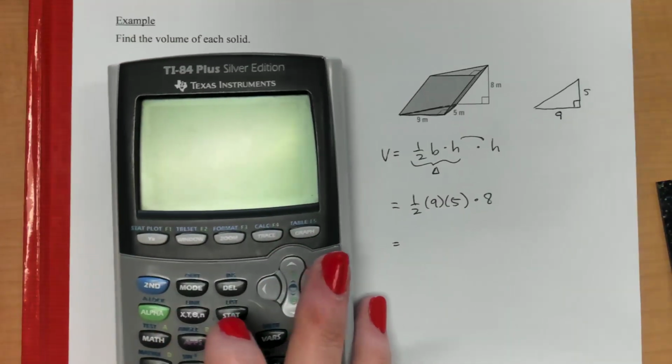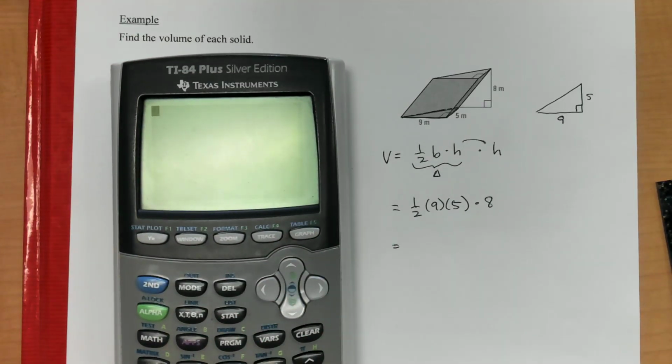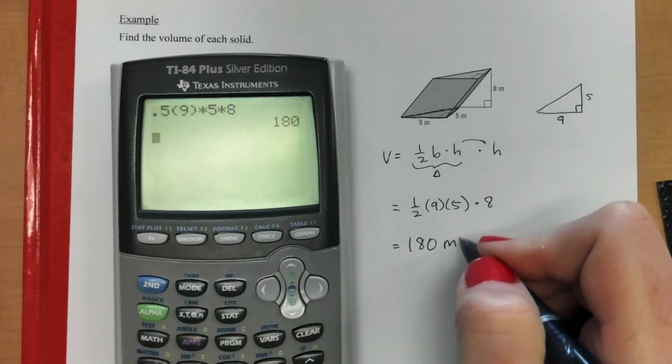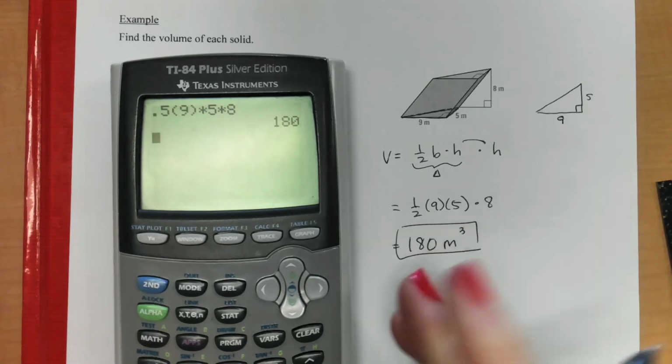So we'll type that one in. I suggest 0.5 for half so that it doesn't get typed in incorrectly. Sometimes with the 1/2, if you don't have the parentheses in the right spot, it messes you up. So use a 0.5 instead. Looks like this one's 180 meters cubed.